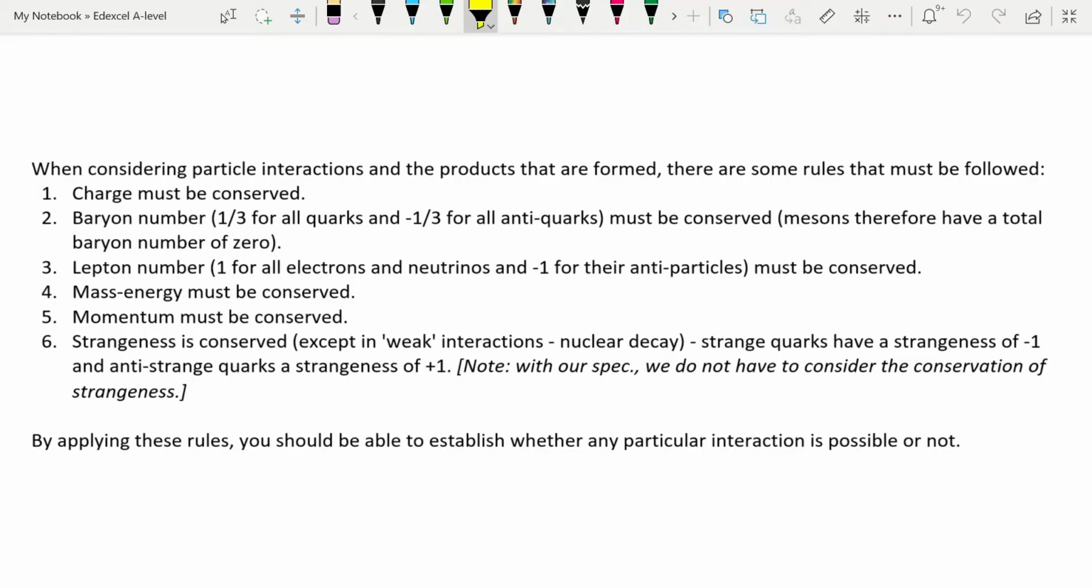First and foremost, charge has to be conserved. So anytime there is any kind of decay, any kind of interactions between particles, what goes in terms of charge has to come out on the other side. Otherwise, that interaction is not possible.